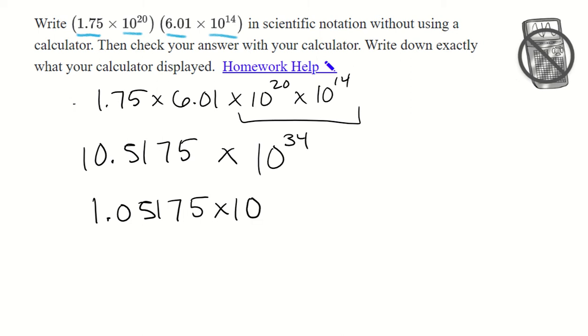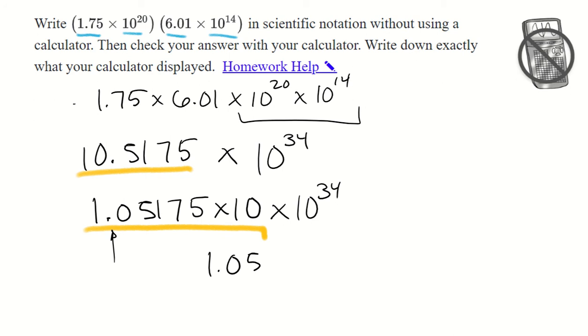My thinking here is that this thing that I just wrote down, 1.05175, if I multiply that by 10, I would get exactly this thing. So the two things that are underlined are identical to each other. What's nice is the decimal is now in the right place for this to be in scientific notation. And then I have to multiply that by the 34 additional factors of 10. So my final answer in scientific notation would be 1.05175 times 10 to the 35th power.